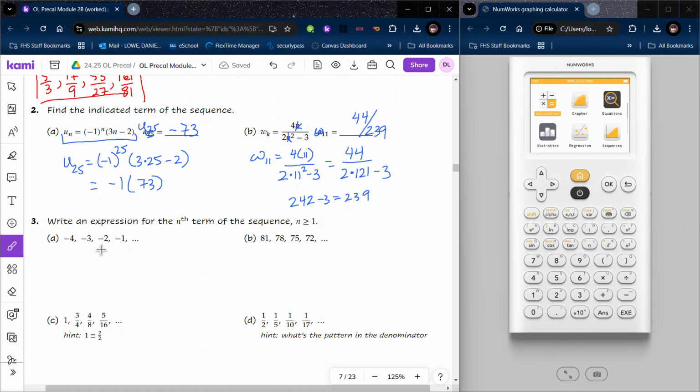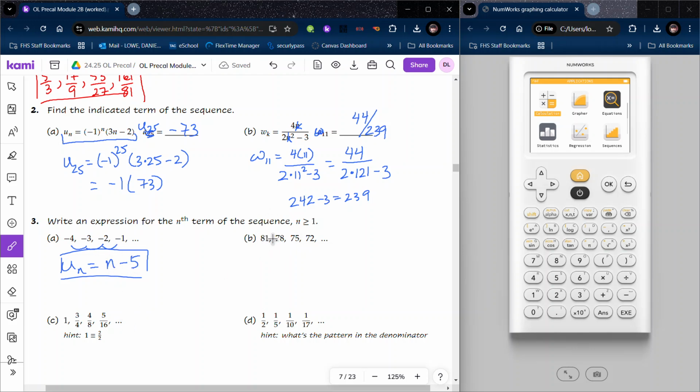Well, I want to see if I can find my pattern. And in this case, it looks like I am adding 1 each time. So I could say that u sub n is going to be equal to n minus 5. And that would be my term. Why? Because each time I'm adding 1, all right, so I'm going to have 1 minus 5, then 2 minus 5, then 3 minus 5, then 4 minus 5, and that gets to my terms.